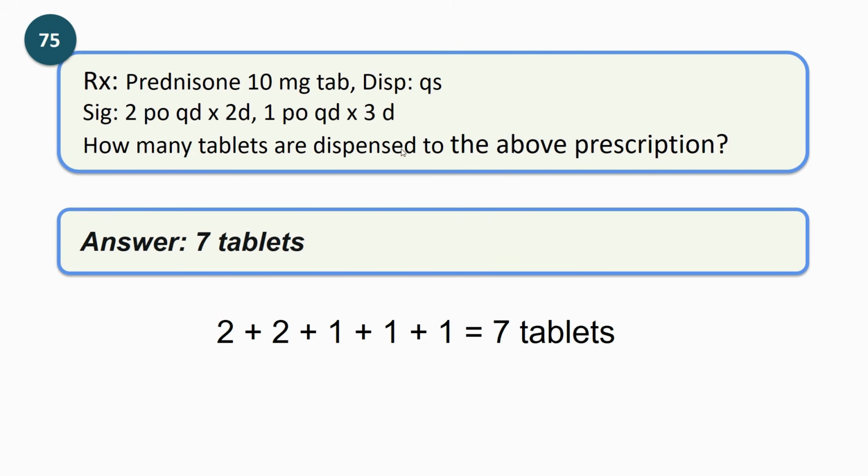So here, how do we get it? First 2 days, 2 tablets daily for 2 days, so that means 2 plus 2, and then 1 tablet for 3 days. If you add the first 2 days and then the next 3 days together, that is 7 tablets.